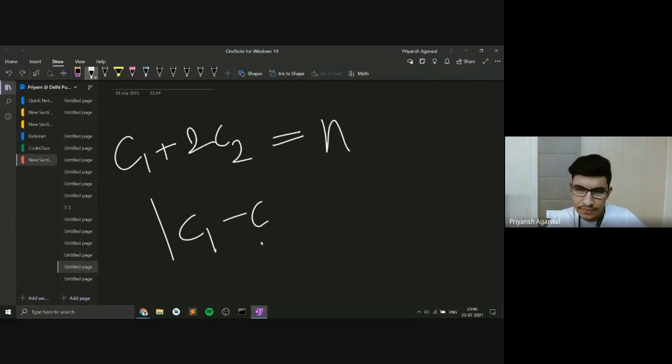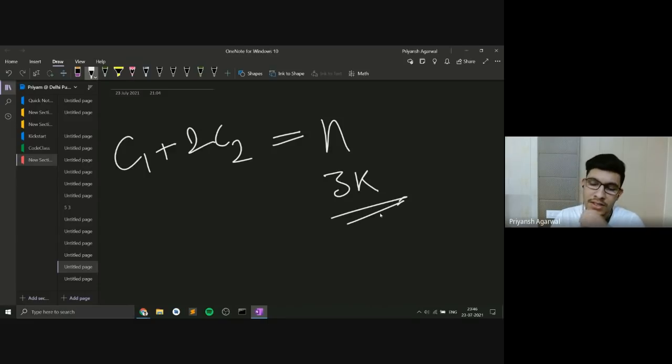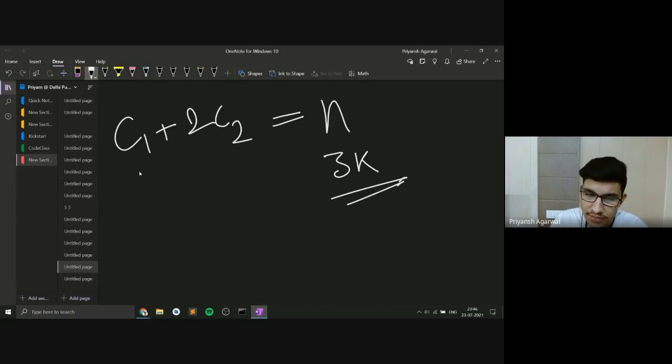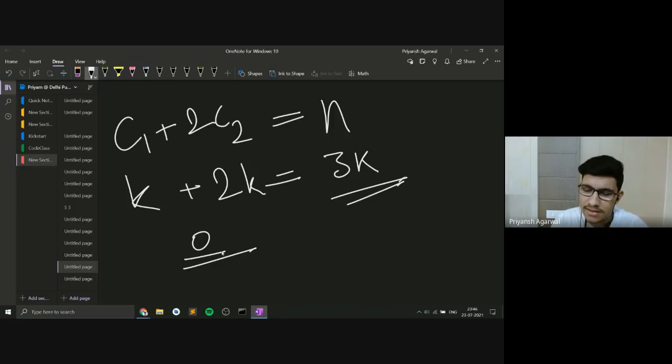So can somebody tell me, if n is a multiple of 3, what would be the answer in that case? If n is of the form 3k, what would be the answer? N by 3. I mean, you have to choose these values. You can choose C1 to be k, and C2 also k, then you have plus 2k. So this is equal. Now if you take the difference between C1 and C2, this will be 0, right? Is this clear?